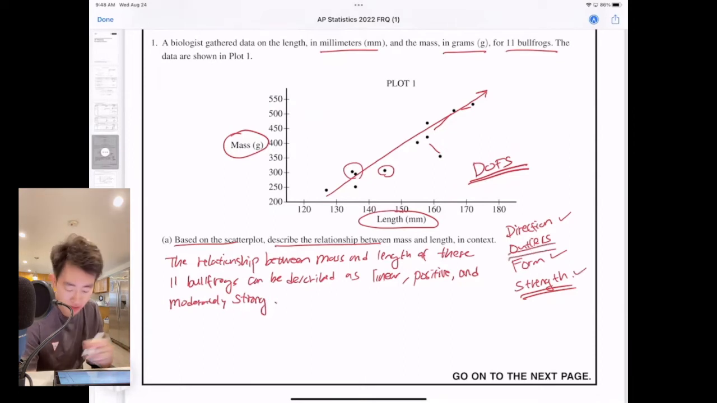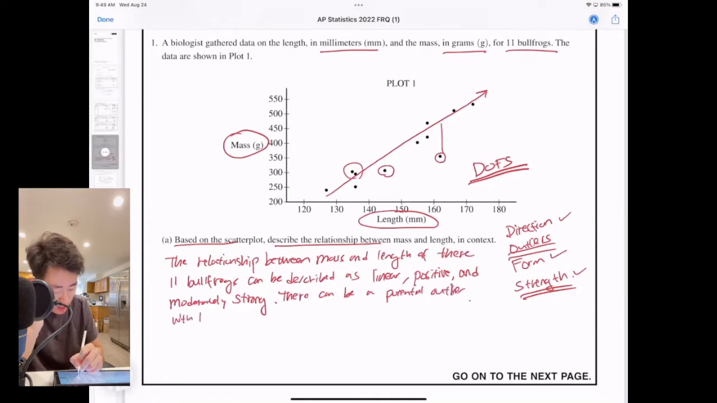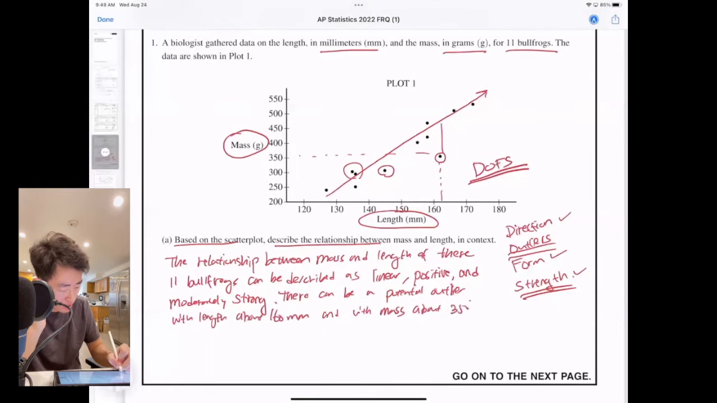Now, you want to describe the outliers in some fashion. If you take a look at the dot that's furthest away from the linear line that you can picture in the scatter plot, you can say that that's an outlier. So there can be a potential outlier with length of about 160 millimeters and mass of about 350 grams.